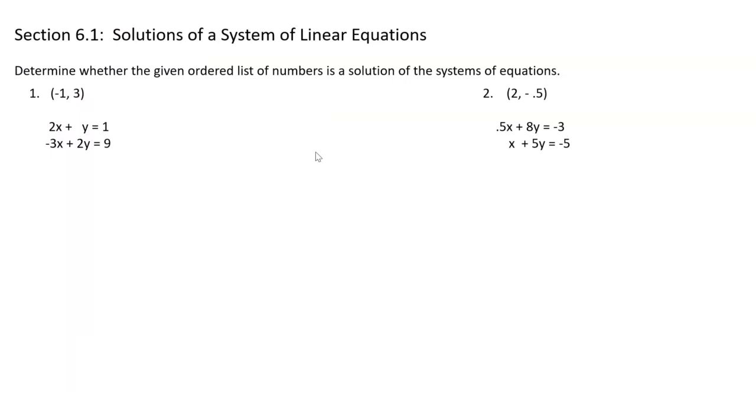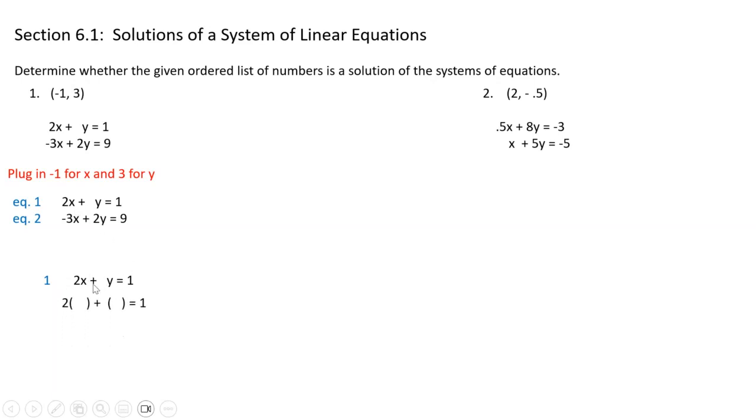Okay. So to start off, number one says determine whether the given ordered list of numbers is a solution of the systems of equations. Okay, so here, all we're going to do is plug in -1 for x and 3 for y on both equations 1 and 2. So let's first start with equation number 1. I'm going to plug in -1 for x and 3 for y. Then we evaluate -2 plus 3 will give us 1. So 1 equals 1. So that means this point is a solution for equation number 1.